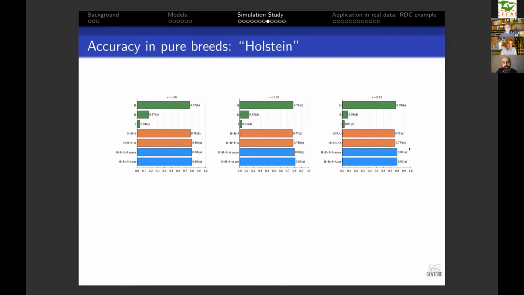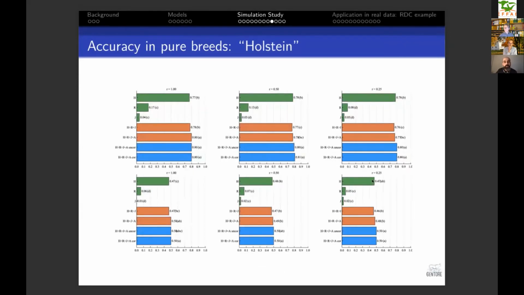And in this case, even for this large breed, accounting for breed origin of alleles also improved accuracies compared to single breed evaluation or compared to all other scenarios, combining all available data and so on. And also it's the same trend for a low heritability trait as well.